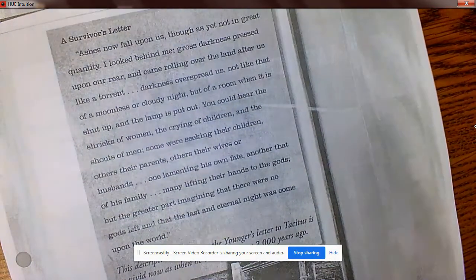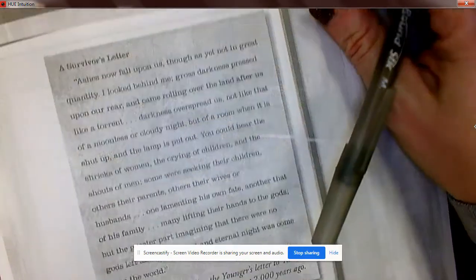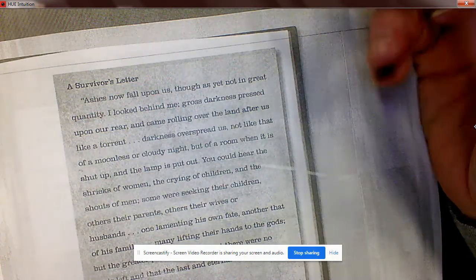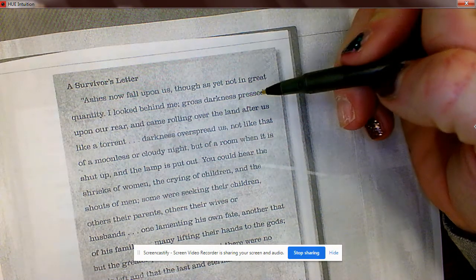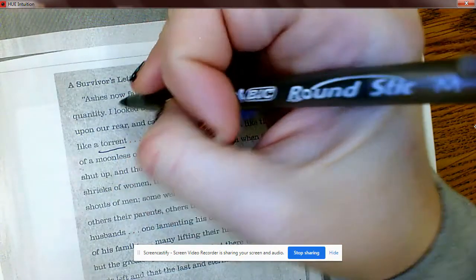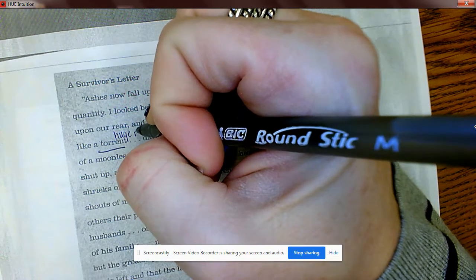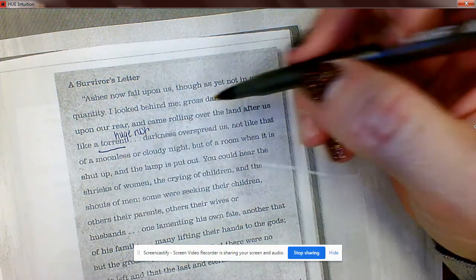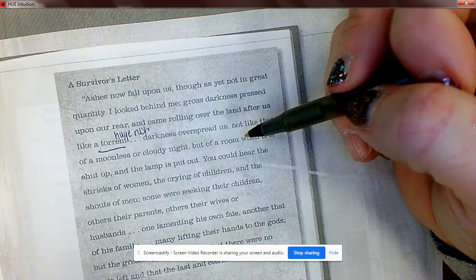A survivor's letter. Ashes now fall upon us, though as yet not in a great quantity. I looked behind me. Gross darkness pressed up our rear and came rolling over the land after us like a torrent. Now I've heard this word before, and I know that means like a huge rush. Darkness overspread us, not like that of a moonless or cloudy night, but of a room when it is shut up and the lamp is put out.